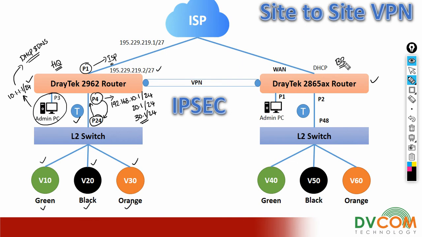And if you look at the branch side, the WAN 2 interface is connected to the internet, and the P1 interface we are going to use for administrative purposes. I configured the IP address as 10.2.2.2/24 and I have configured DHCP and DNS. And port number 2 in my DrayTek router is connected to port number 48 on my layer 2 switch, and we configured it as a trunk port.